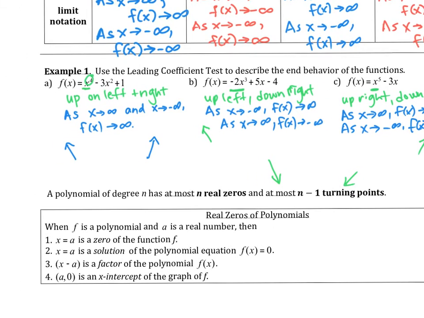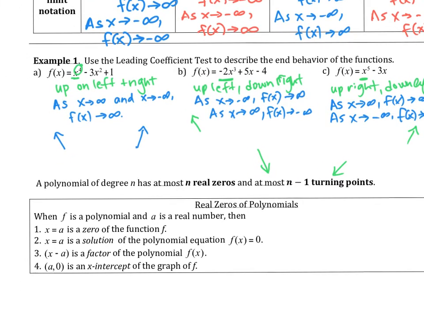Okay, and then we're going to ponder the middle behavior just a little bit. It says a polynomial of degree n has at most n real zeros and at most n minus 1 turning points. So if I look at the first function, this is degree 4. So it could have at most 4 real zeros and possibly 3 turning points, one less.